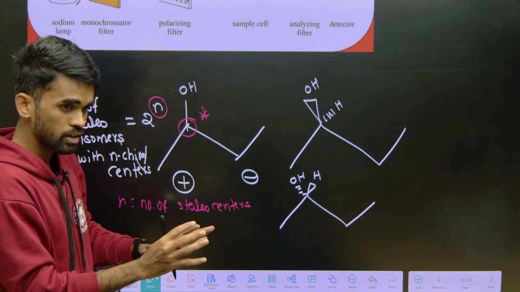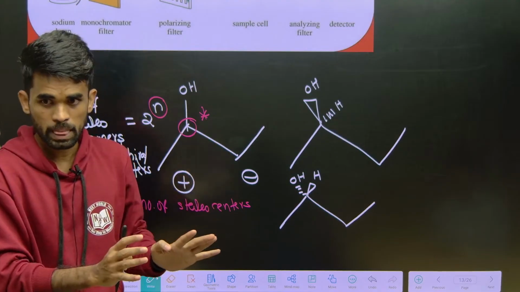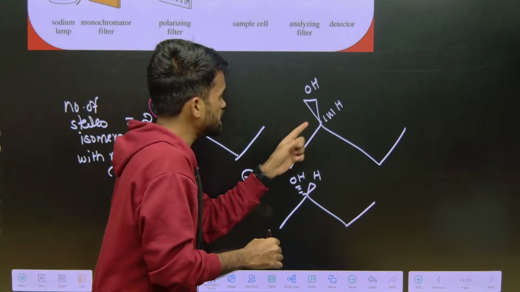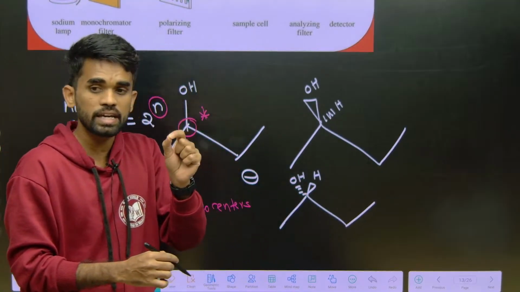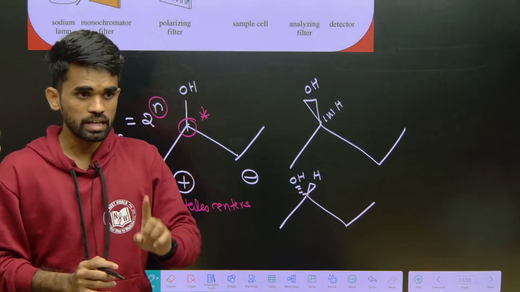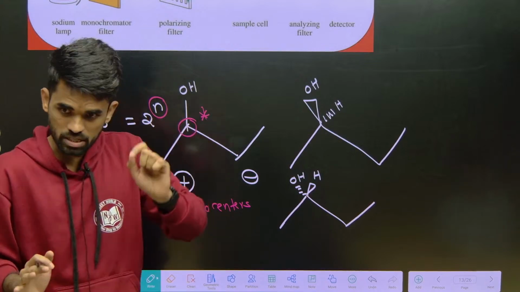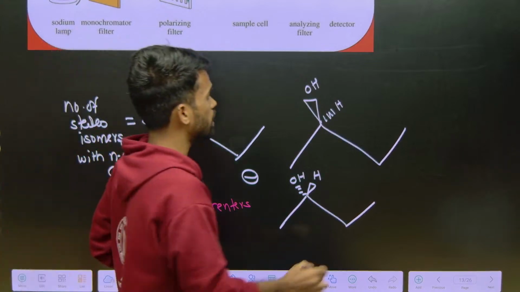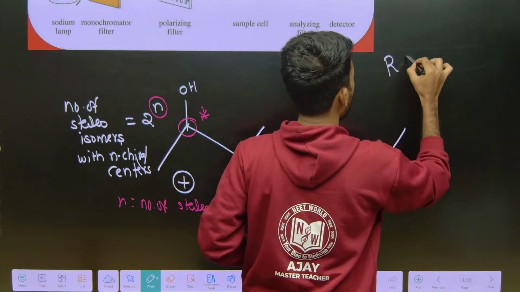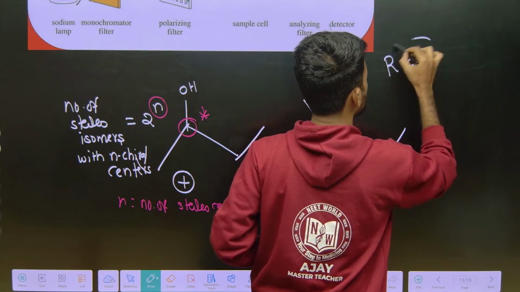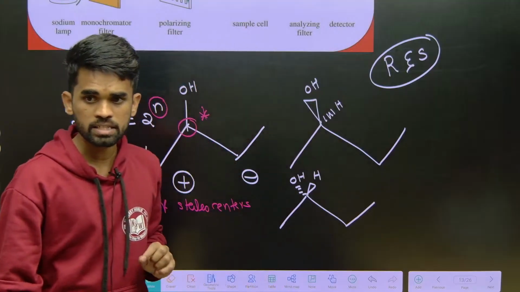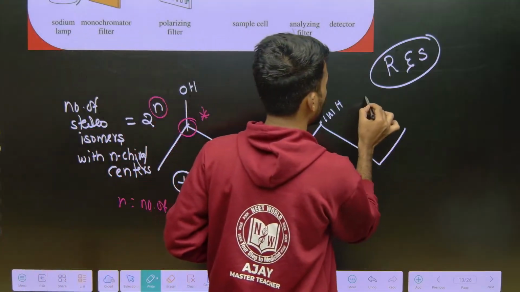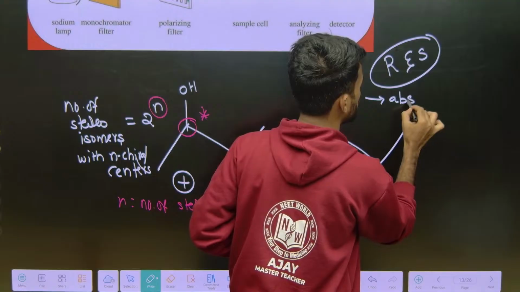Up to here you have studied very basic things. Okay, now at each chiral center we need to indicate its configuration. There mostly the question is from this configuration concept only. So we are going to learn something called R and S configuration. What is this? RS configuration. This is also called as absolute configuration.